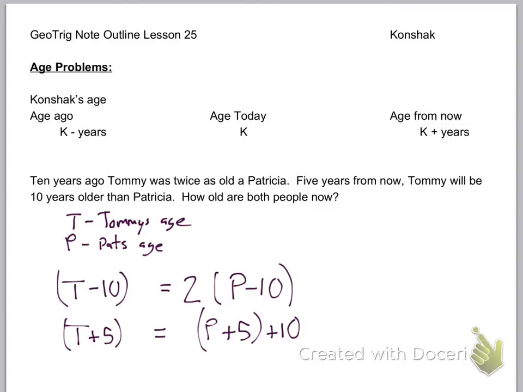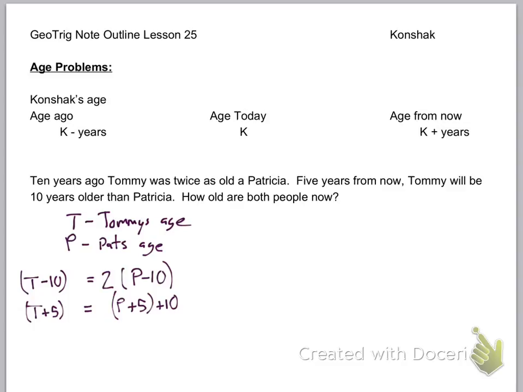I'm going to pause the video. You guys should be able to handle this. Obviously, the first thing everybody did was distribute the 2 and then gather the like terms on the second equation. So T minus 10, don't need parentheses, equals 2P minus 20, and T plus 5 equals P plus 15. Plus 15, yep. I don't necessarily know if I like it like this.